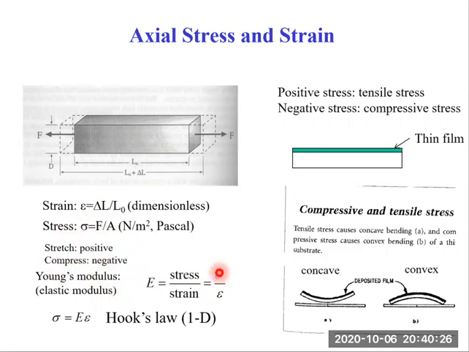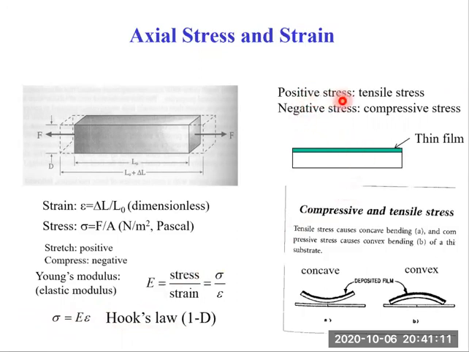And the ratio of stress to strain is actually constant for many materials. This constant is called Young's modulus, also called elastic modulus. E is defined as stress over strain. This is a constant. Based on Young's modulus, sigma is a linear function of strain, linearly proportional to strain. Sigma is equal to E epsilon. This is actually Hooke's law in the 1D case.